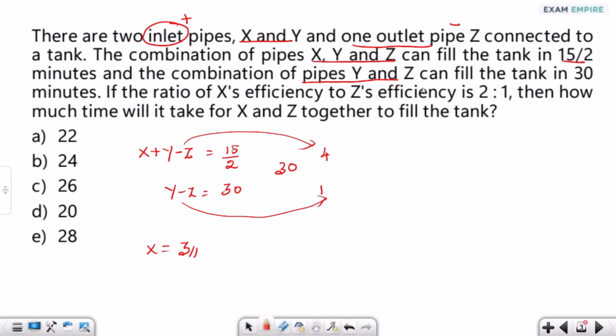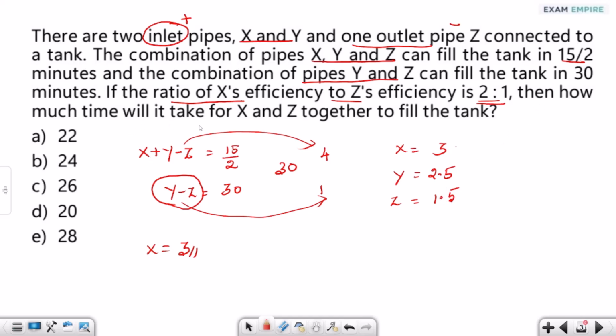Okay, fine. So next thing, the ratio of X efficiency to Z efficiency is 2:1. So what is the efficiency of X? 3. Okay, and what will be the efficiency of Z? The ratio is 2:1. If this is 2 parts, this will be 1.5. Then based on this, you need to find the value of Y. See, you already know Y minus Z efficiency is 1. So what will be the value of Y? 2.5. So 2.5 minus 1.5 gives efficiency as 1.